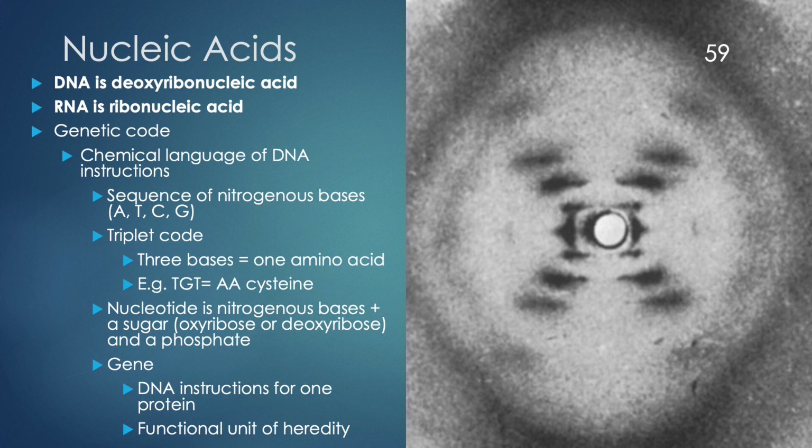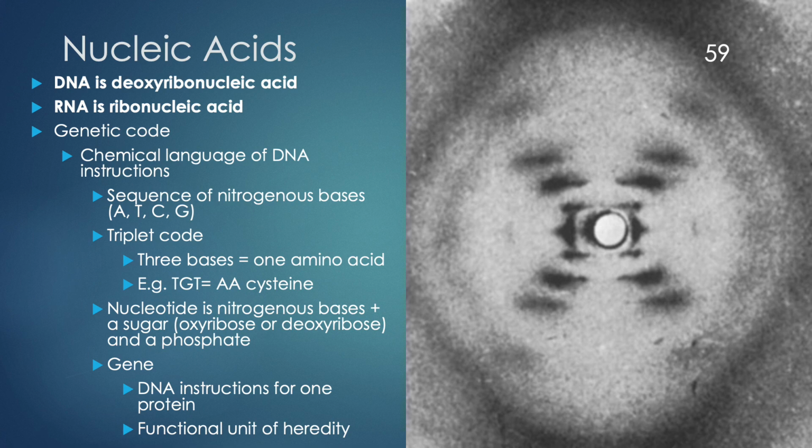The genetic code is broken down as follows. The genetic code is really the chemical language of DNA. It is a sequence of nitrogenous bases, and the nitrogenous bases are adenine, thymine, cytosine, and guanine. Those get abbreviated to the first letter of each of those names, so it's A, T, C, and G. Triplet code is when you take three of those nitrogenous bases, and three of them together create one amino acid. For example, TGT, which is thymine, guanine, and thymine again, creates the amino acid cysteine.